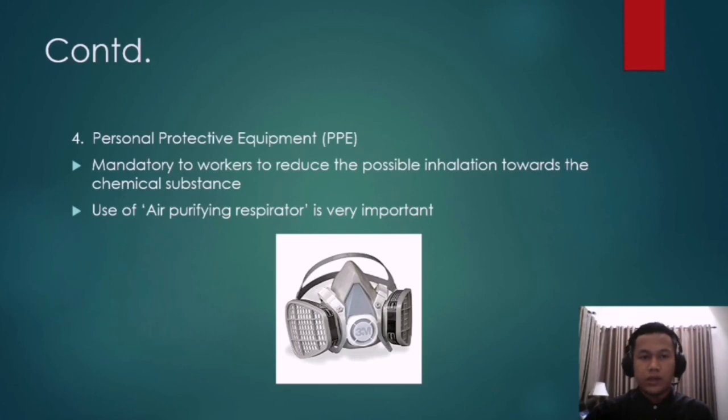And finally, the least effective is personal protective equipment. It is mandatory for workers to use PPE to reduce possible inhalation of the chemical substance. The use of air purifying respirators is very important. The picture is shown below. This is to avoid any direct inhalation of the harmful chemicals. That's all from me. Thank you.